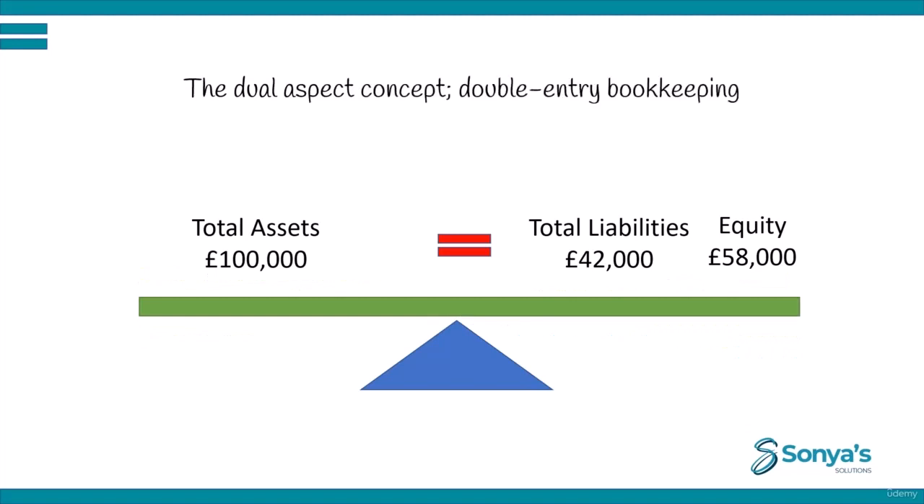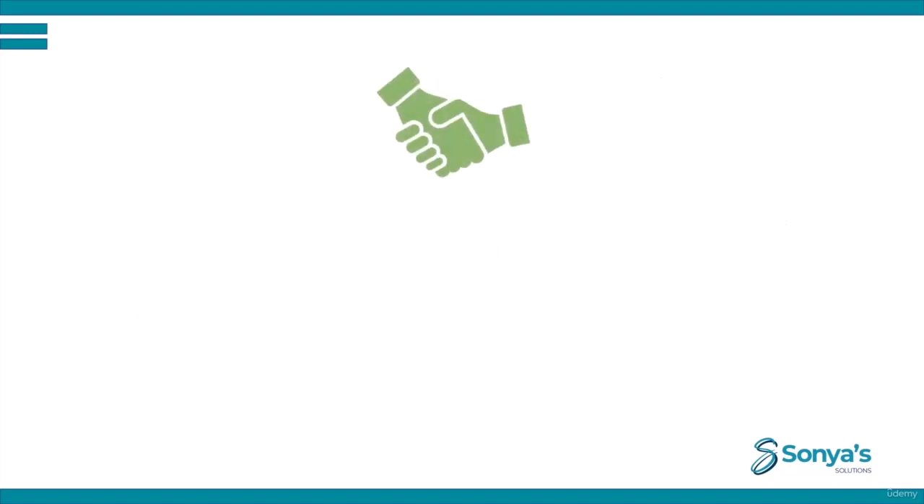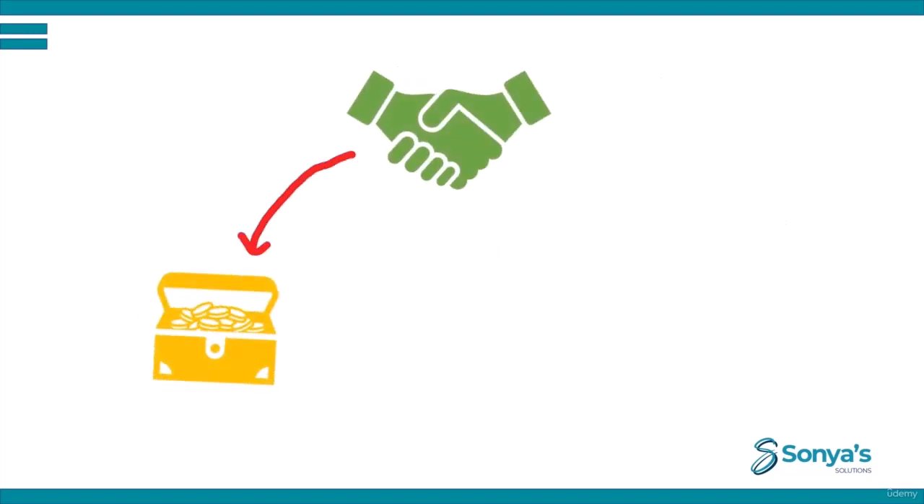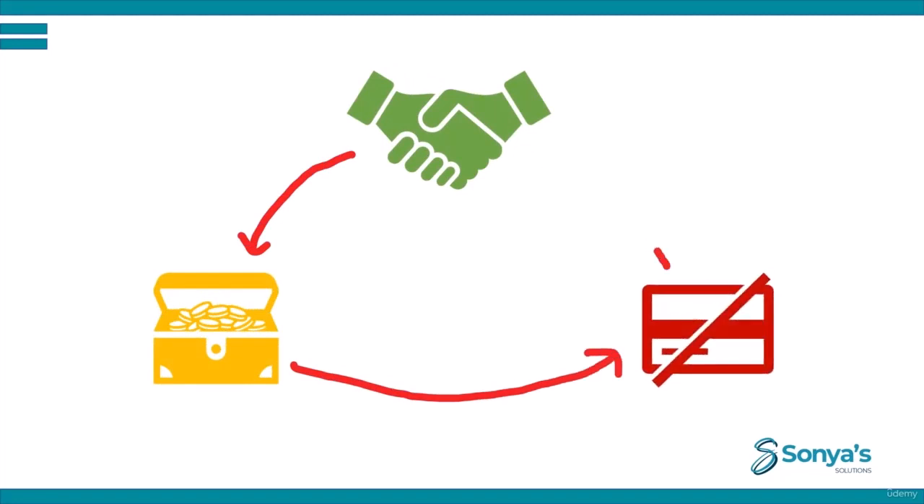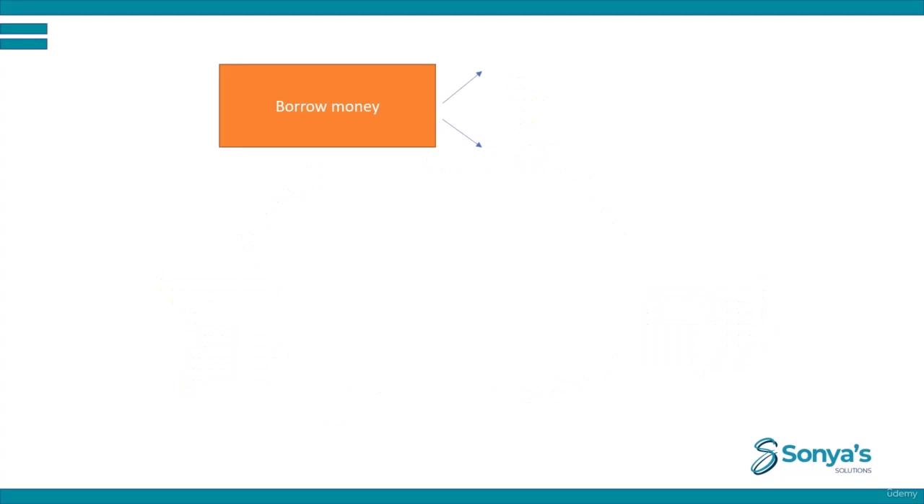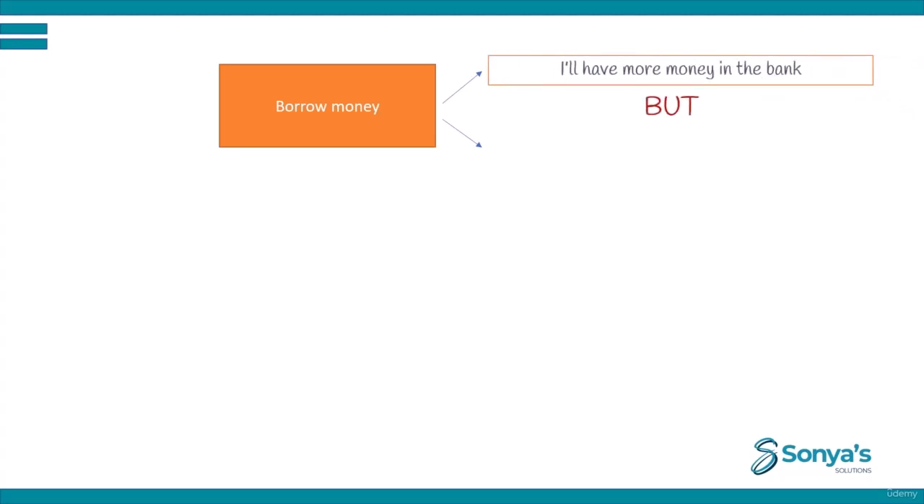Now we're going to learn about how we achieve this using the dual aspect concept. To become proficient at double entry, we need to start by carefully thinking through the effects of business transactions. Let's consider the effect if you borrowed money from the bank. The loan money will be paid into your bank account, but you'll also have a debt that needs to be repaid.